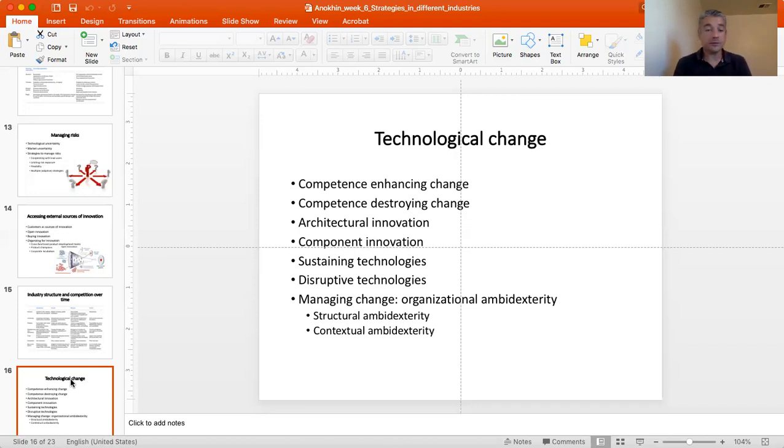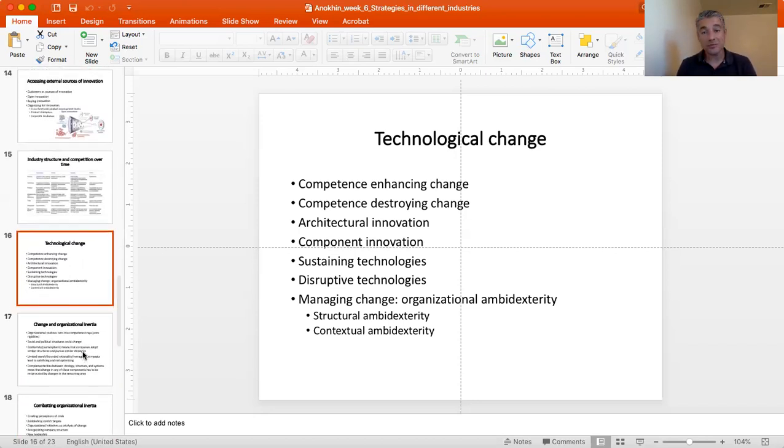Contextual ambidexterity is when you do not create that same unit, but you try to change the organizational culture, you try to encourage people to innovate within the company. So it's a different approach. Right? It's probably a bit harder to manage because you have to change the culture within the entire organization. But if you manage to do that well, then obviously your organization will probably be better positioned to meet the future.